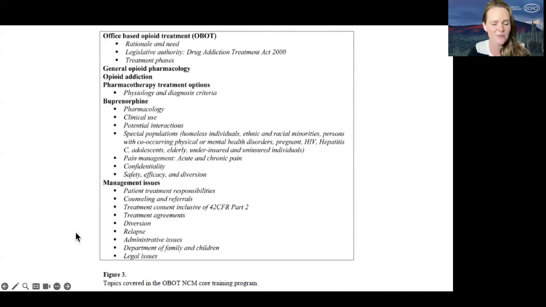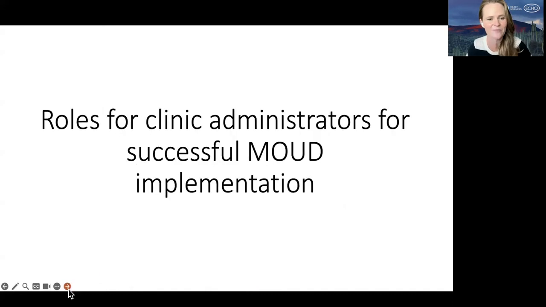This is another slide for your reference where you can see the topics that are covered in that office-based opioid treatment core training program. If you look at it closely, you'll notice there's a whole lot of overlap with what we're doing here on this MOUD ECHO, because the research has borne out that those are really the key pieces of making sure that clinics and prescribers feel ready for this model.